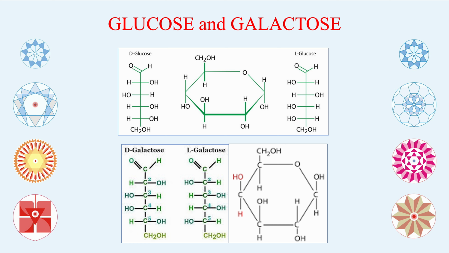Now let's see the formula of glucose and galactose by and large. You see the central figure on top and the right side figure on that. More or less look alike. There's only one change of HOH on both sides. That is different. Otherwise, it is identical with glucose and galactose.